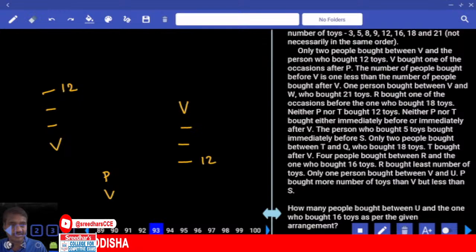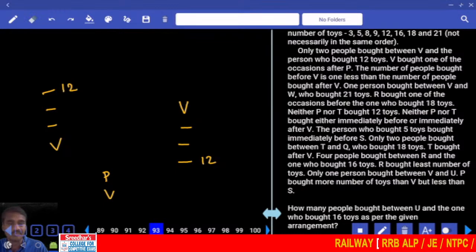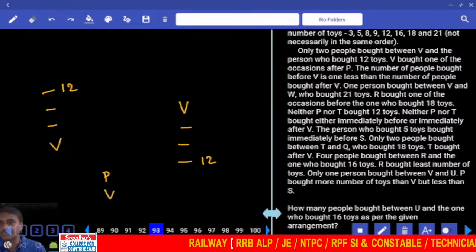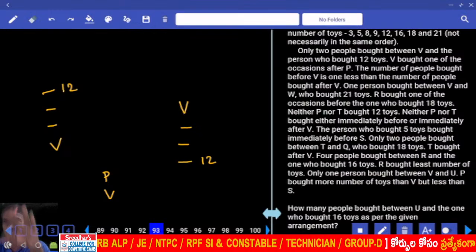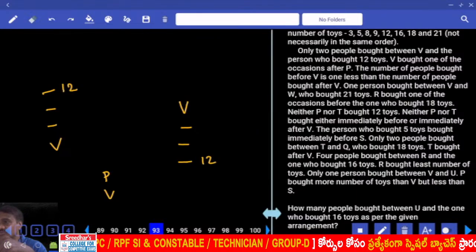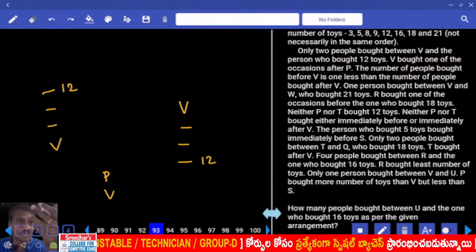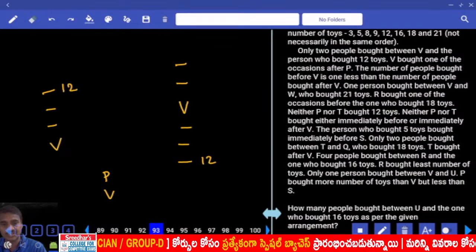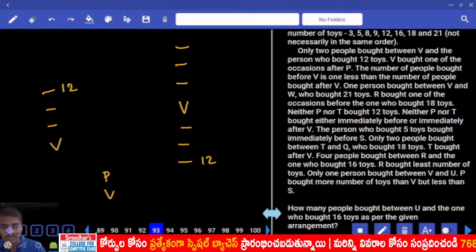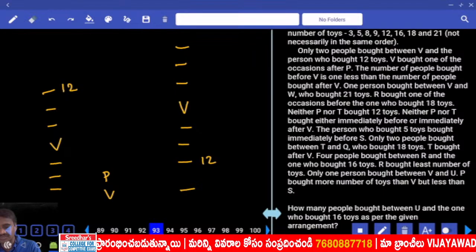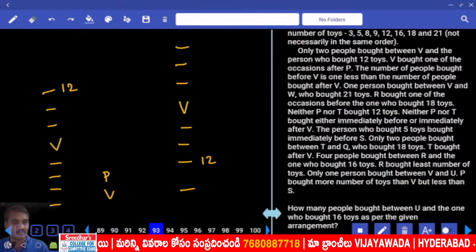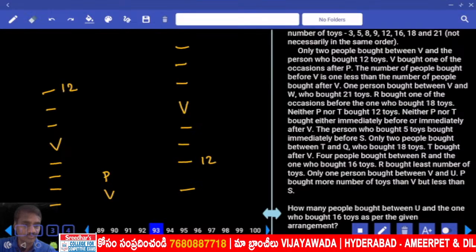And next one, the number of people who bought before V is 1 less than after V. This is crucial information because how many people? Only 8 people were there. Excluding V, the remaining is 7. Now 7, one number is lesser than the other, what is that? 3 and 4. Before V you need to have 3, and after this V you need to have 4. You must determine this. Clear? So before these 3 and after this V, there are 4.